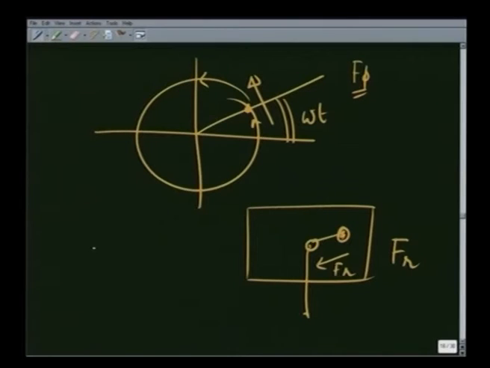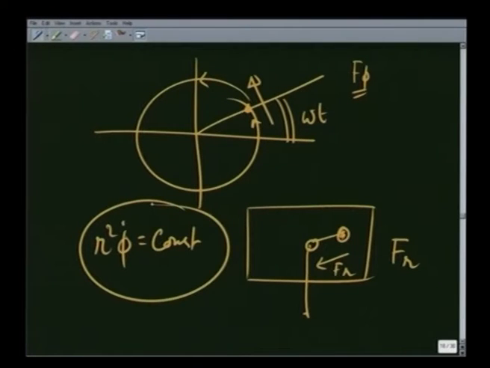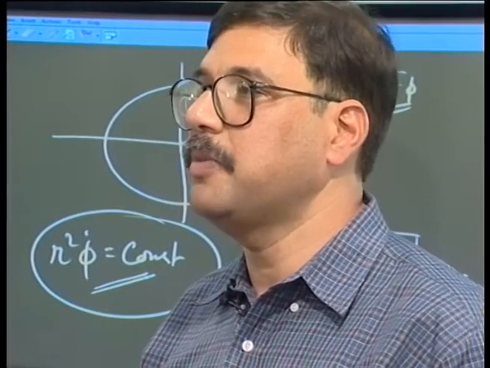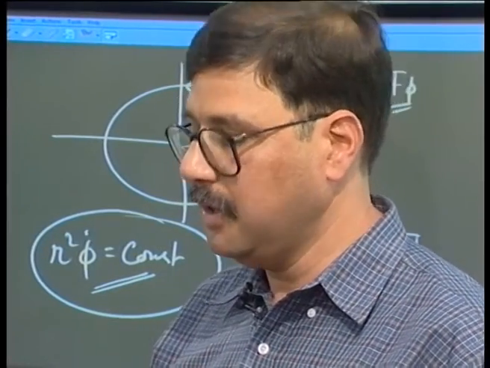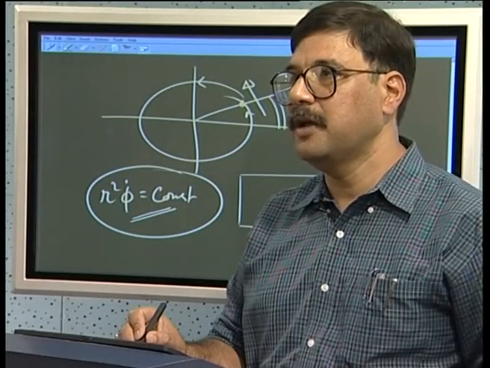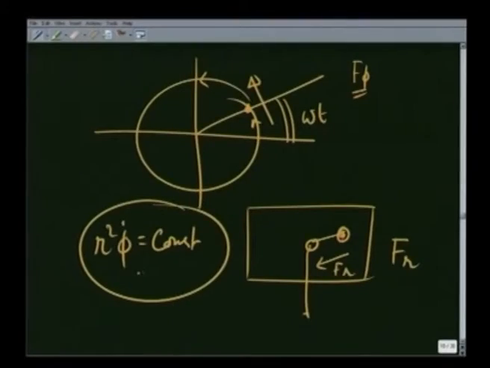In this case, I also got r square phi dot to be a constant, and you would recall from your previous courses in your 12th grade that this is nothing but a statement of conservation of angular momentum. In this case, the force is radial, and therefore the conservation of angular momentum takes place.